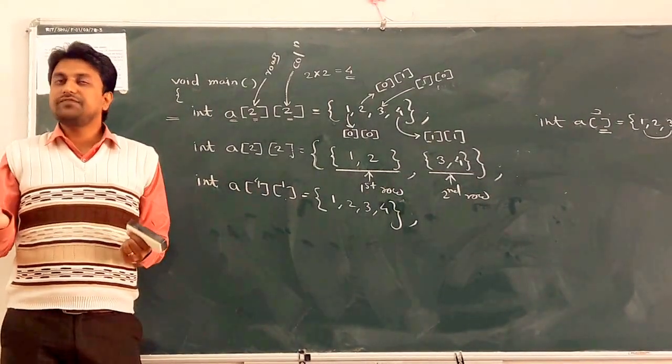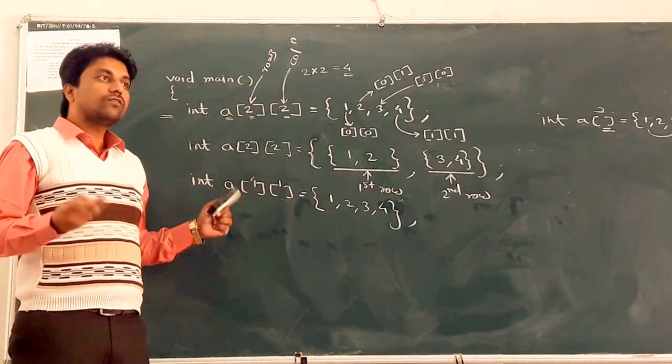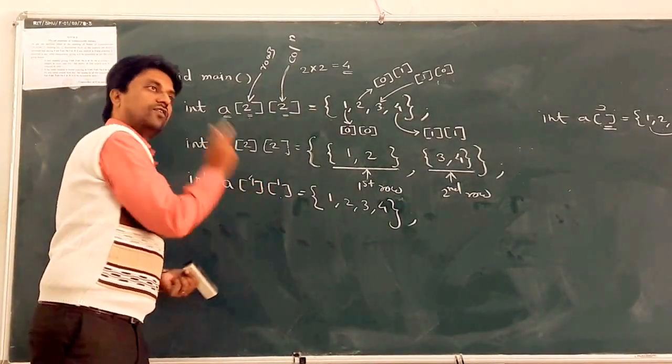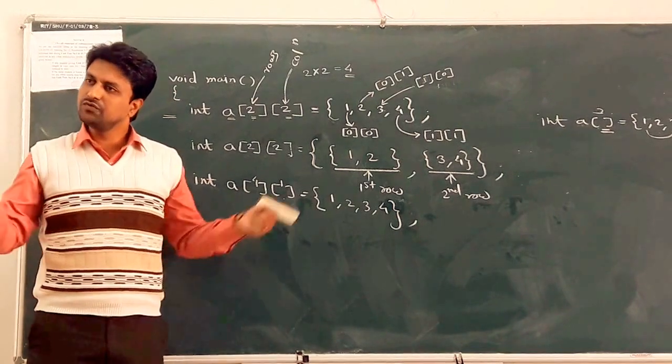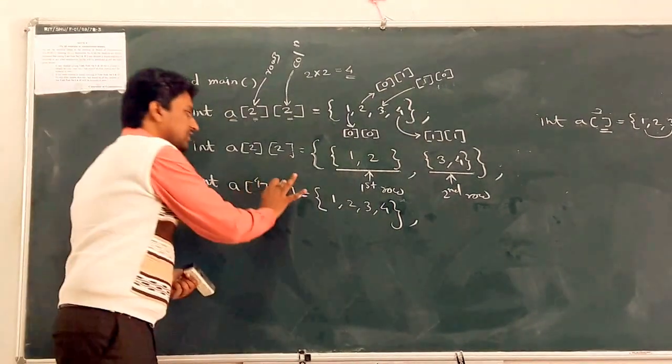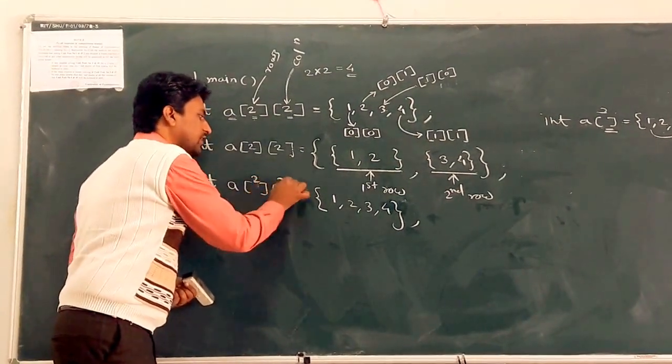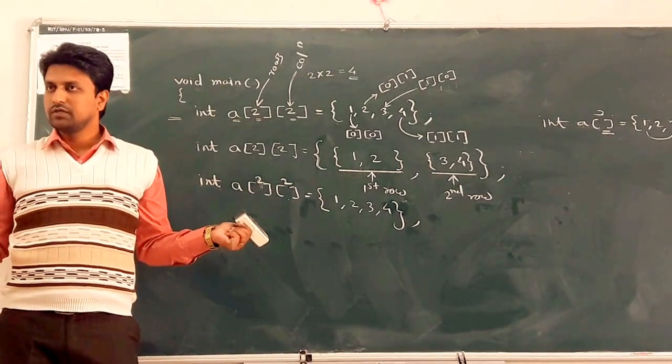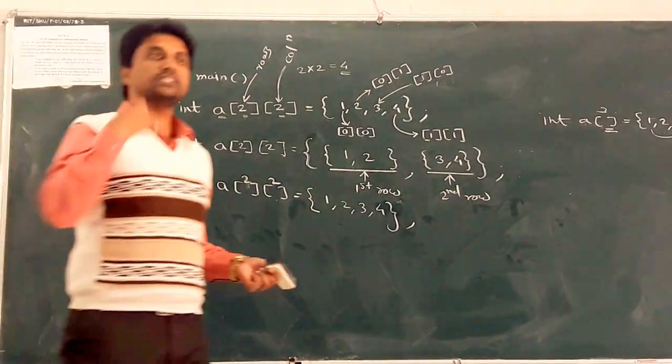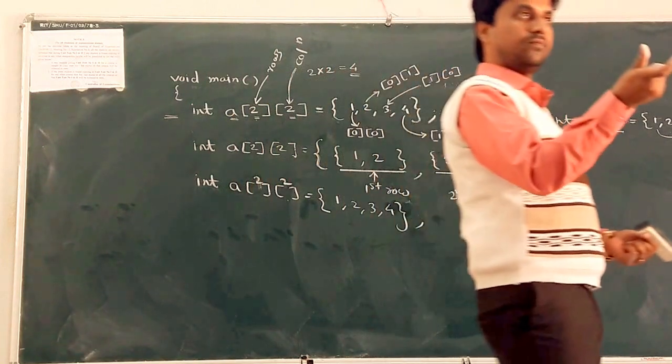This is the interpretation. If the compiler interprets it like that, then what is the problem? 4 rows and 1 column. How many elements? 4. Or it may interpret it like 2 by 2 also. That means there is an ambiguity.